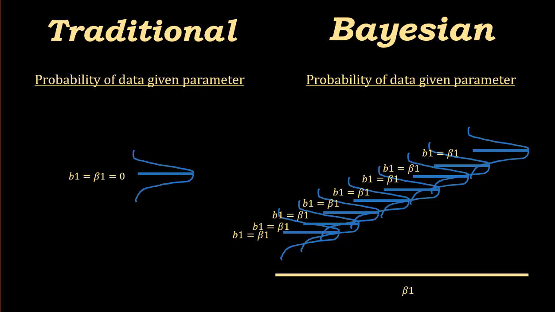Okay, so a way of representing the probability of the data given the parameter in the traditional method: this is the sampling distribution of B1, and the mean of that distribution is beta 1, which is 0. Whereas in the Bayesian case, we've got a range of possible values for beta 1, and so we've got multiple normal distributions, where the mean in each case is a different value of beta 1.